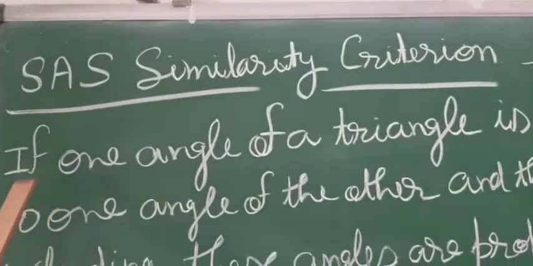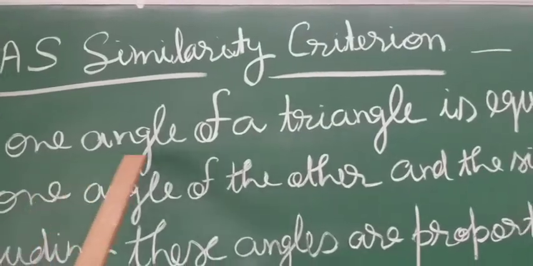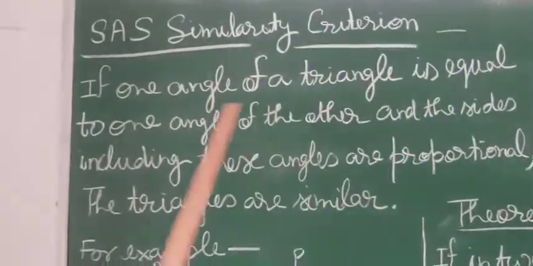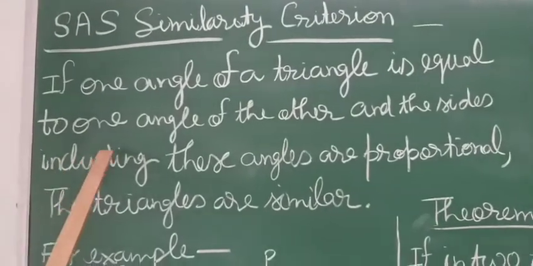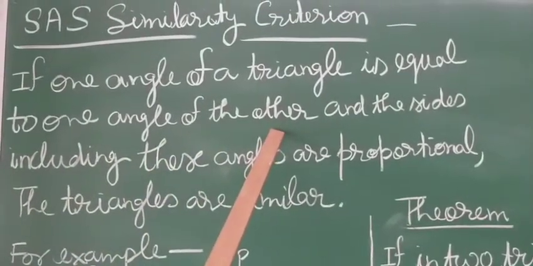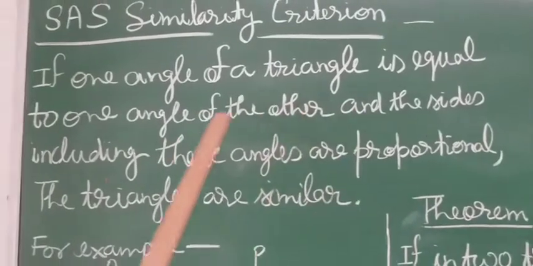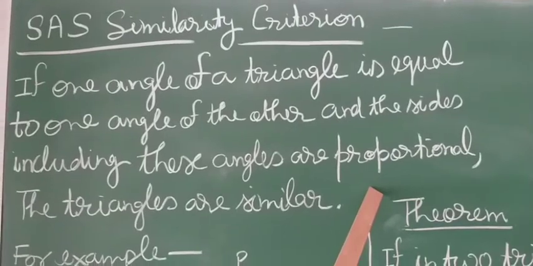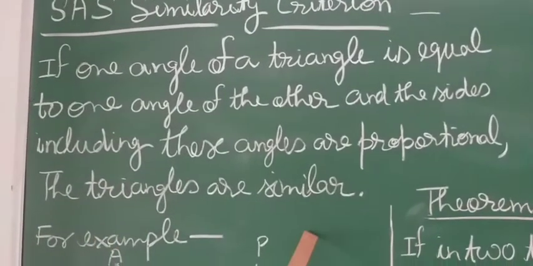According to this, if one angle of a triangle is equal to one angle of the other and the sides including these angles are proportional, then the triangles are similar.